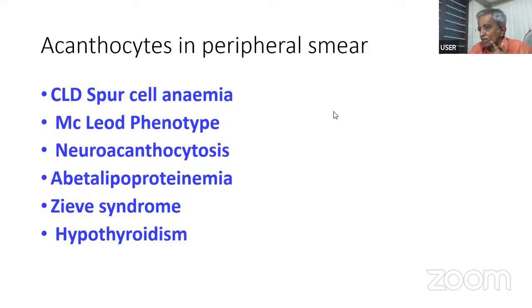Correct. Shambhavi has mentioned alcoholic jaundice and hyperlipidemia. Very good. That is the answer for Zieve syndrome. She has already answered, so I think I need not go into that.